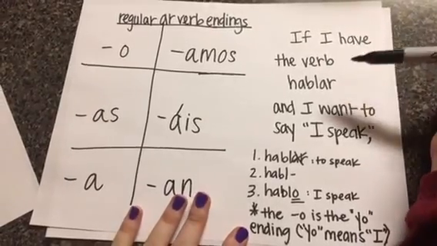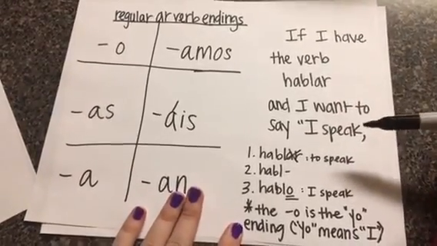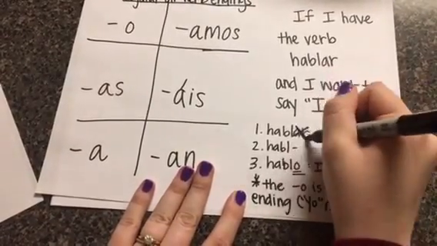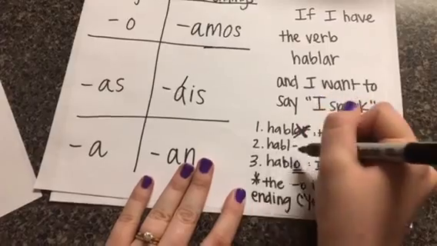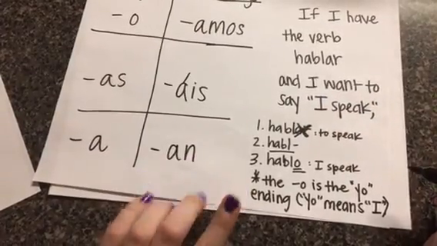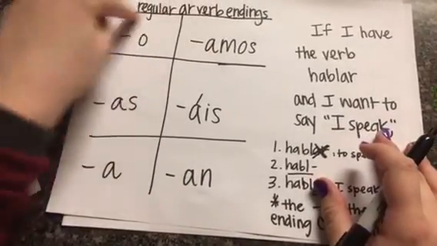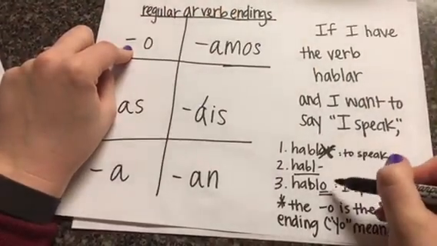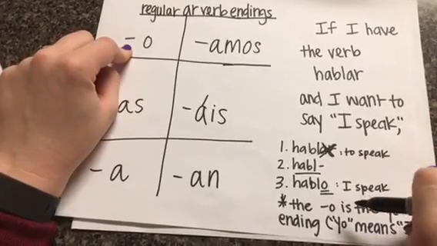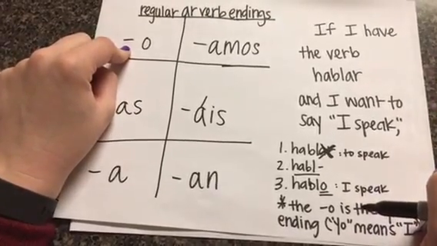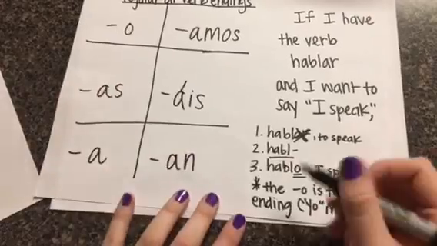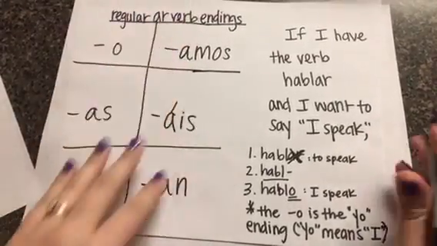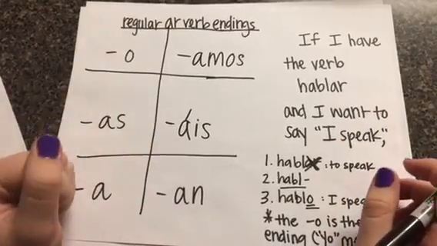For example, if I have the verb hablar and I want to say I speak, remember I'm going to simply remove that ending. I'm left with the stem, habl. Now, in order to say I speak, I'm going to go back to that yo form, and I'm simply going to put this ending at the end of my verb. Now I have hablo, which means I speak. The o, remember, is the yo ending. Yo meaning I. So it's very important that you remember your subject pronouns when we do this.